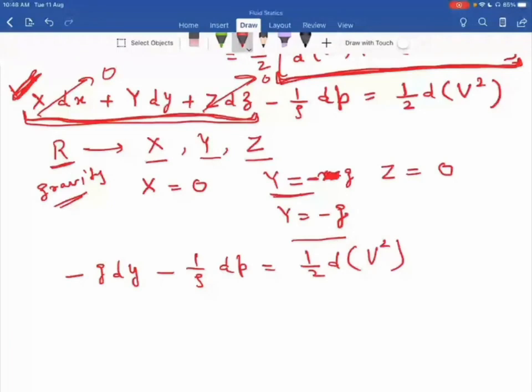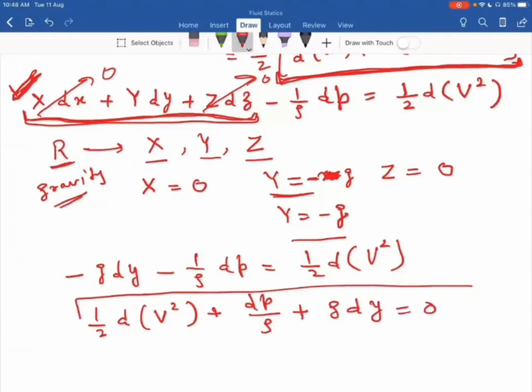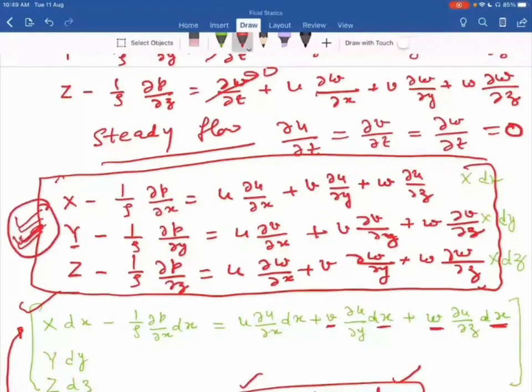ठीक है, और you can now rearrange the terms: 1 by 2 dv square, ठीक है, plus dp by rho plus g dy equal to 0. So this is the general form of Euler's equation. ठीक है, this is the general form of Euler's equation. इन तीनों इक्वेशन से you can also derive हाइड्रोस्टैटिक लॉ. ठीक है, हाइड्रोस्टैटिक लॉ भी आप यहां से ड्राइव कर सकते हो.